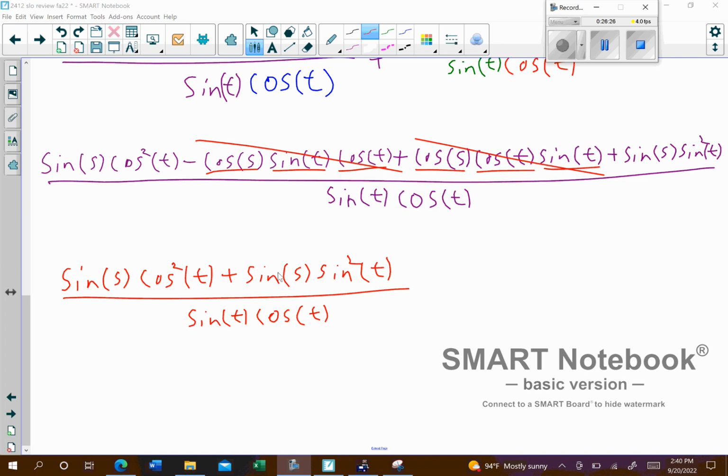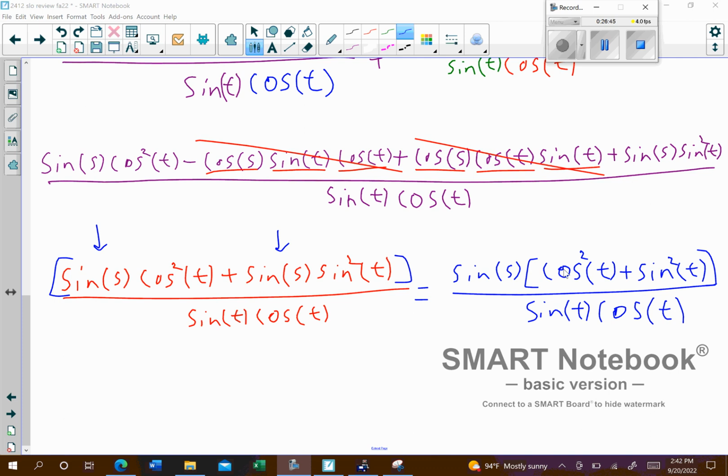Okay, and so now what I want you to notice here, so I canceled those out, I rewrote this. Now I want you to notice is what they have in common here is they both have a sine of s right here. And so that's a common factor that they have. And so I'm going to go ahead and factor that out real quick. Okay, so that's what I did. I went ahead and factored out the sine of s, and that leaves me with sine of s times cosine of t squared plus sine of t squared.